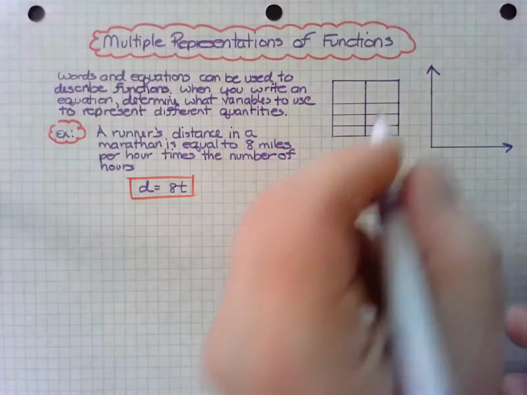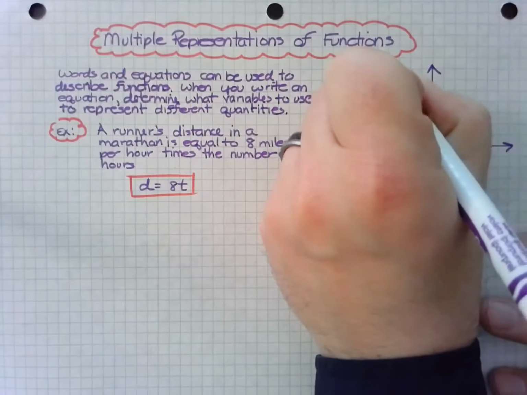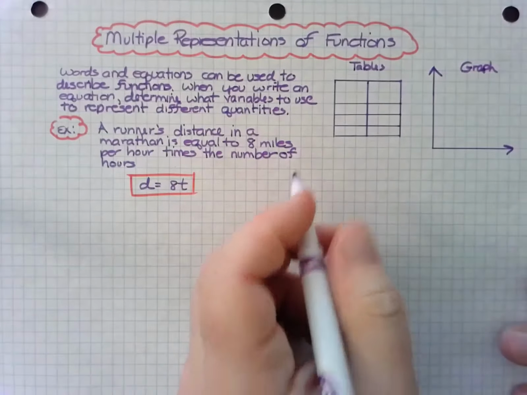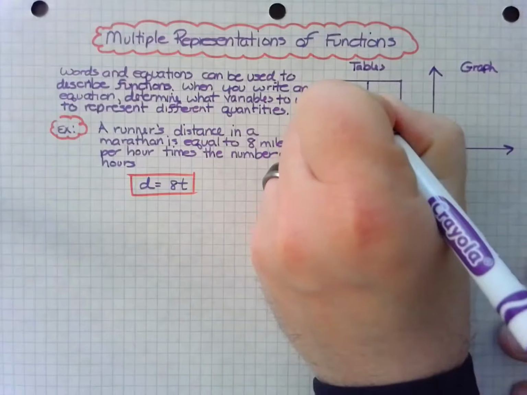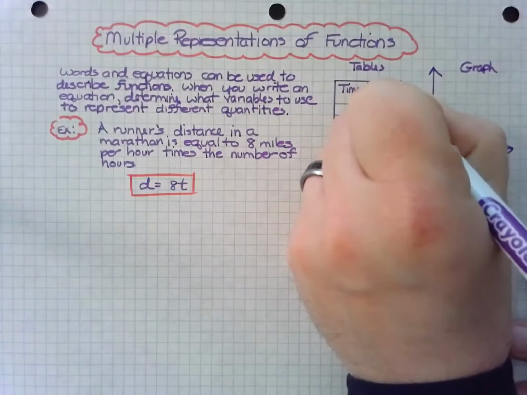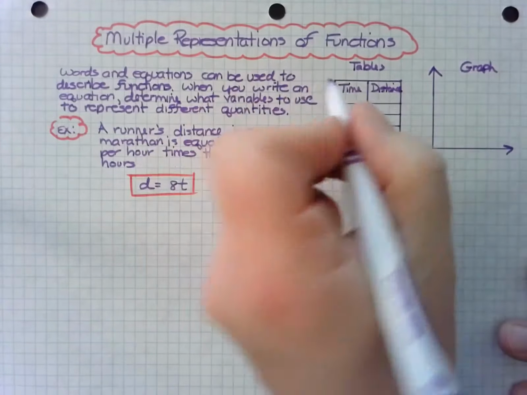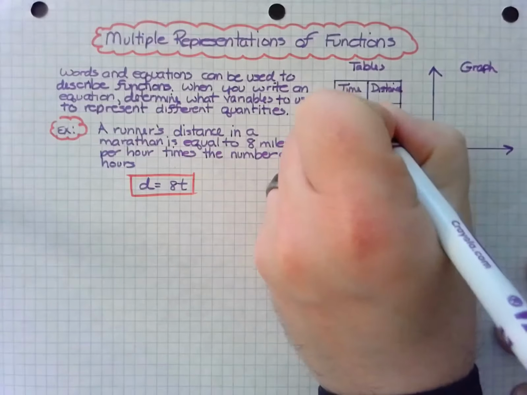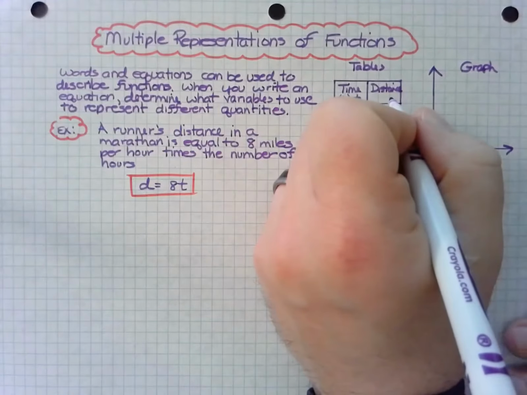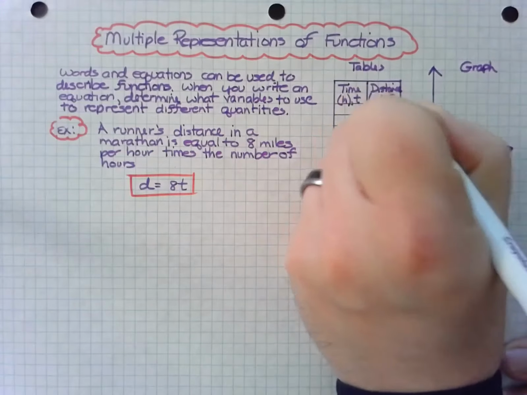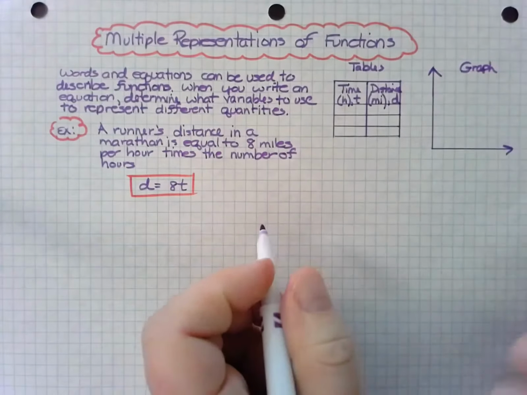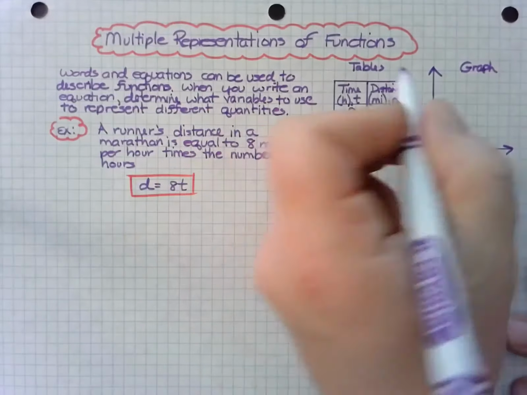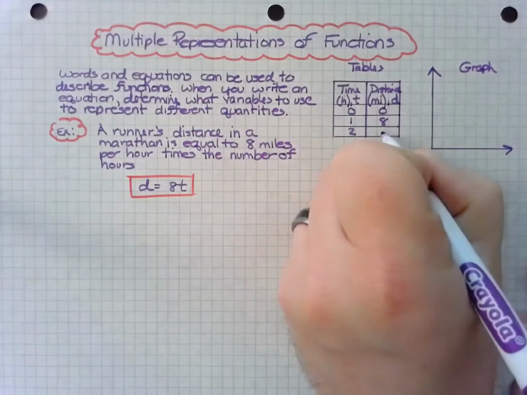We can also use tables and graphs to represent functions. So for example, if I had time and distance, this would be my input, and this would be my output. So in hours, this would be 0, 1, 2, and for miles, the distance would be 0, 8, and 16.